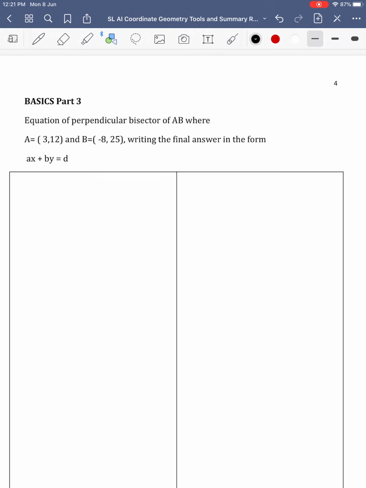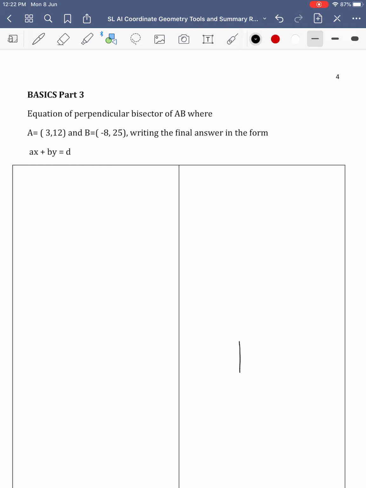Okay, it's always useful to think about maybe some kind of visual for this, just to see what's going on. So I'll draw some coordinate axes. We'll plot our points on. 3, 12 is here, negative 8, 25 is maybe up here. There's A at 3, 12, and there's B at negative 8, 25. Okay, so there's a line that goes through these 2 points.